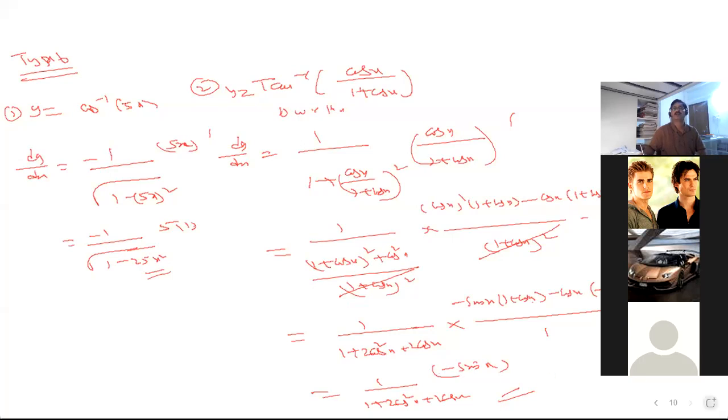Okay. I'll turn the page now. Shall I? Yes, sir. Plus sin x. No, minus sin x. Here there is minus sin x cos x and here plus sin x cos x, both cancel.